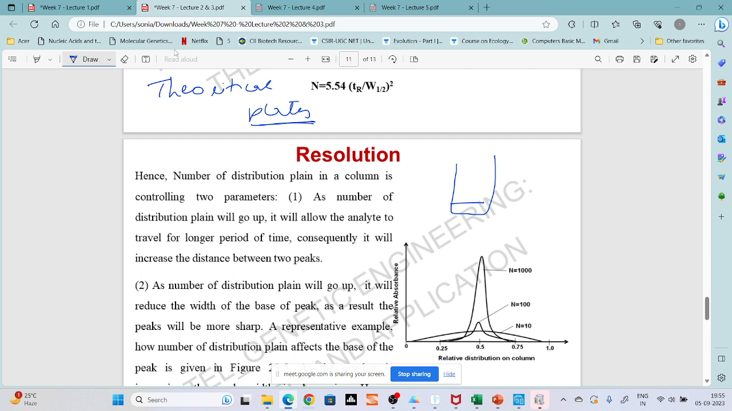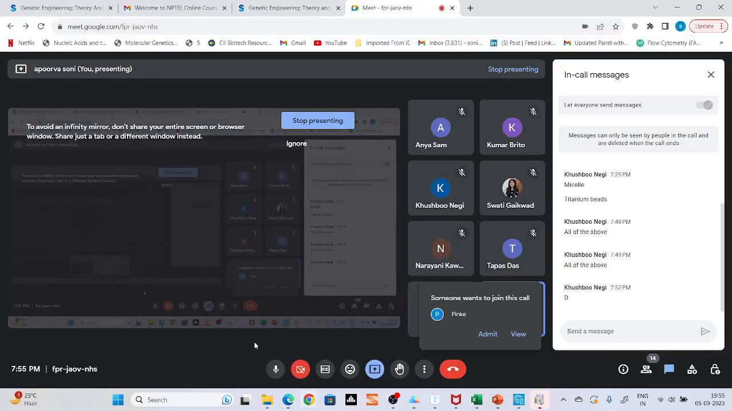So basically there was a problem. The problem is that we know that as the length of the column increases, the resolution increases. This is something that we could understand from now.